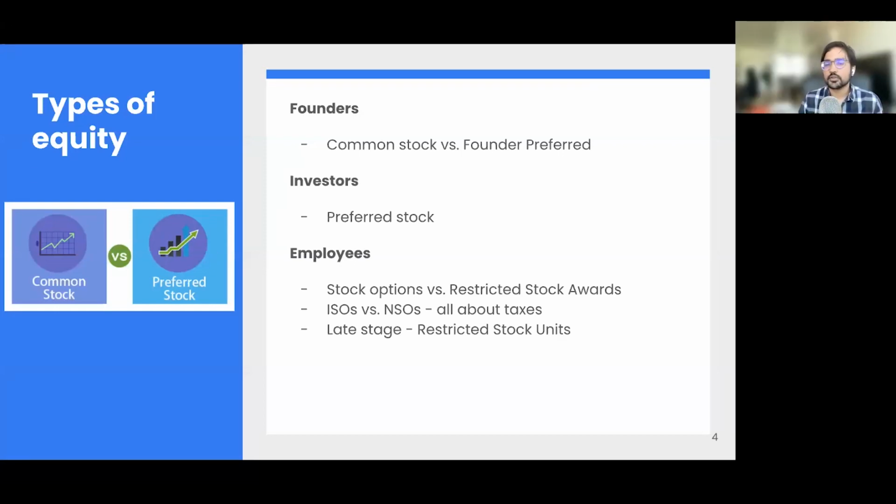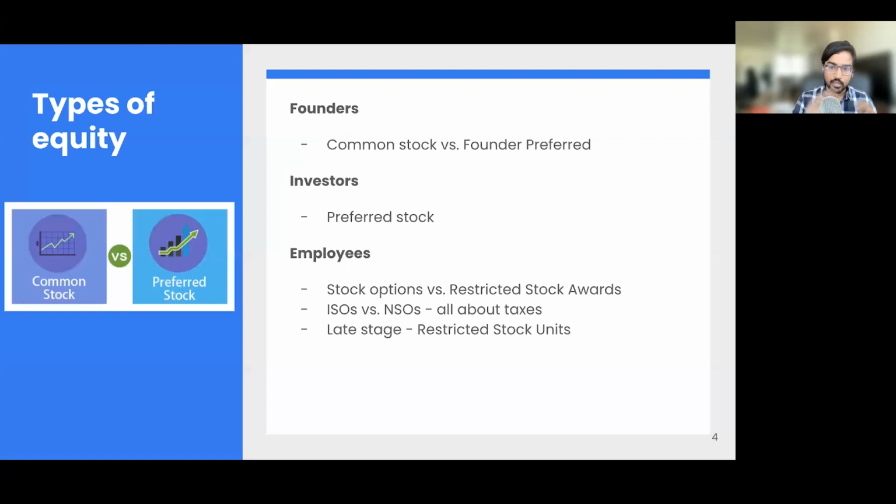Sorry. Yeah. So one of the confusing parts of equity is that there are different types of equity. Equity is just this big umbrella term for ownership in a company, but the units of that ownership are called different things. There's common stock, there's preferred stock, there's options, restricted stock, and we'll get into all of these later on.